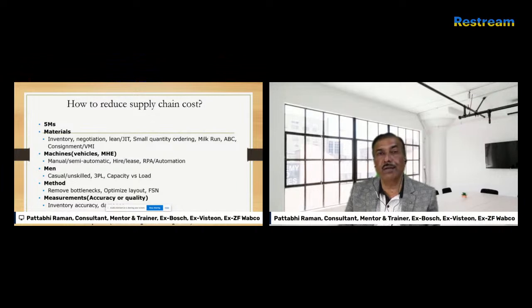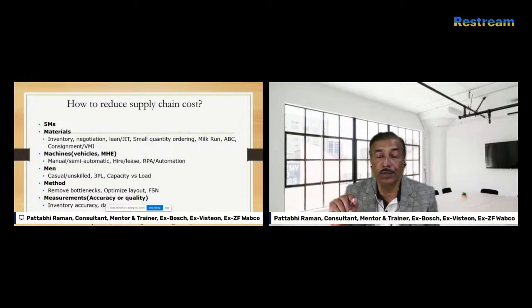Next method is called method, how you are doing the current work. Okay, especially in the warehouse, the layout plays a very significant role. And how do you position this material inside the layout? It may be racks, so where you are keeping the item, whether on the ground level or mid level or higher level.